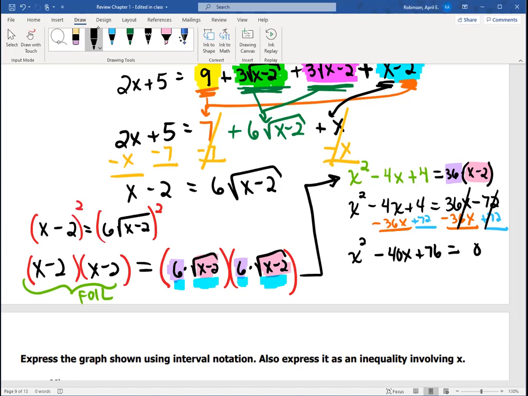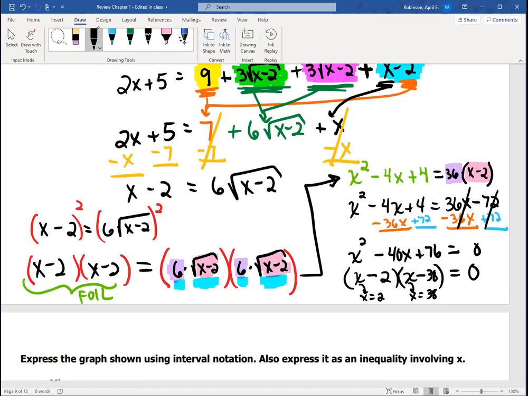Oh boy, and now I need 2 factors of 76 that add up to a negative 40. Well, it's not 1 and 76, 2 times 38. There we go. This is x and x. It's going to have to be a negative 2 and a negative 38. That adds up to the negative 40 in the middle, but multiplies to give me a positive 76. So my answers are 2 and 38. Those are my possible answers.